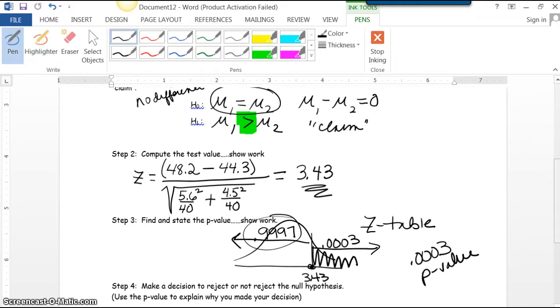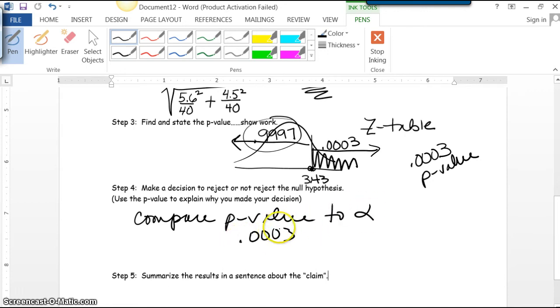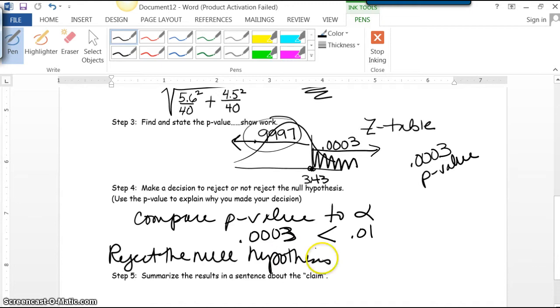So now, you make your decision on the p-value method by comparing your p-value to your alpha. And the alpha in this problem was 0.01. So this p-value is less than the alpha. So we reject the null hypothesis because the p-value is less than the alpha.